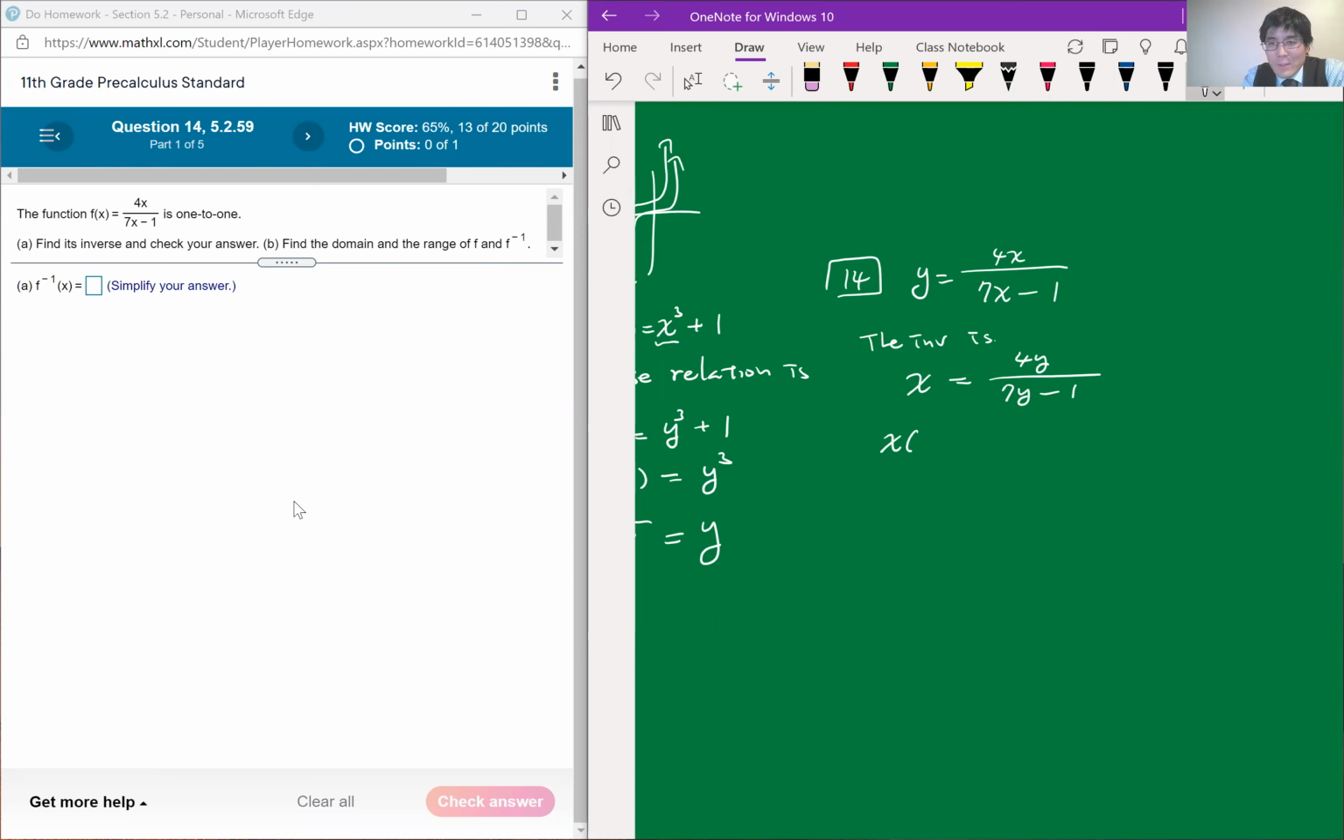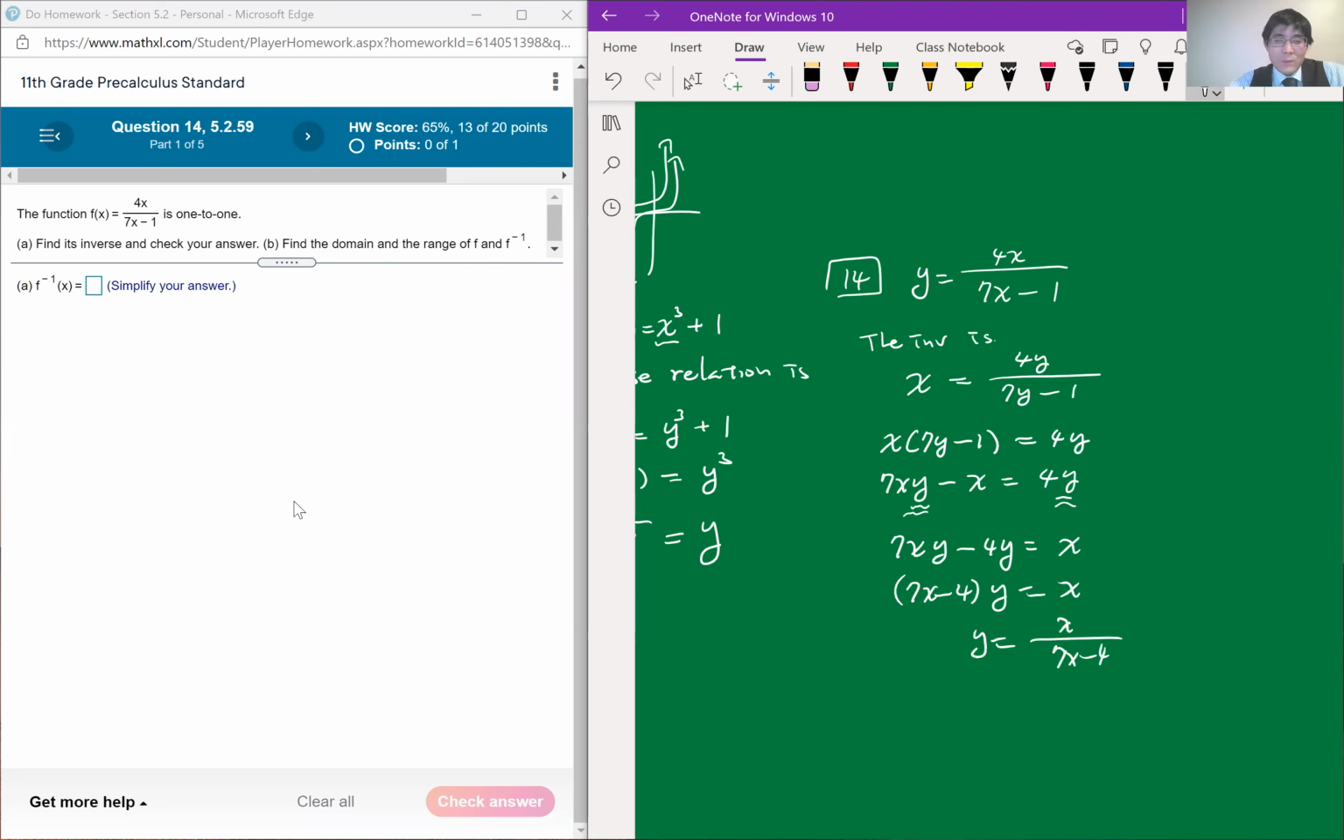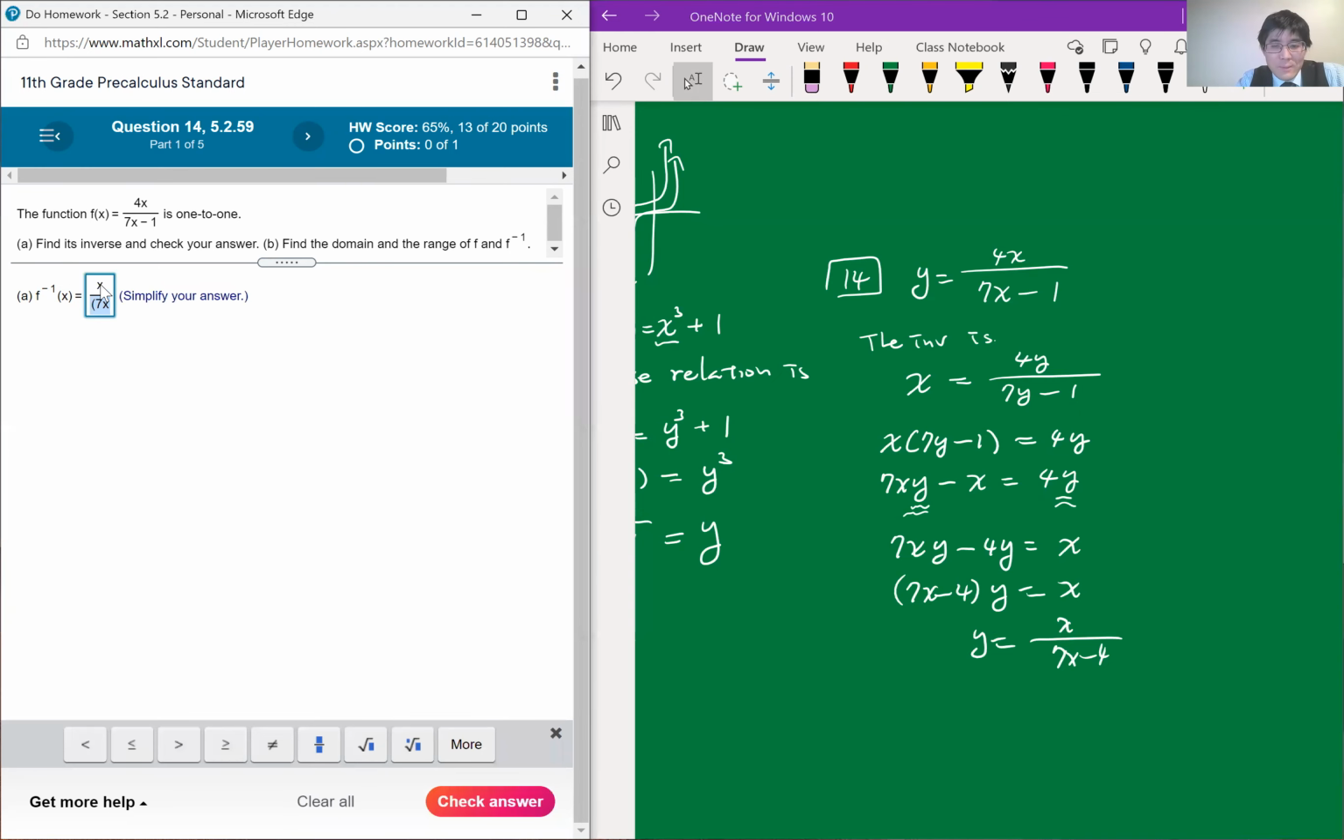Multiply both sides of the expression by 7y minus 1. Expand the left-hand side of the equation. We are going to solve for y. This is a linear equation in terms of y, so move 4y to the left side, move x to the other side, and factor y out. The output of the inverse function should be x over 7x minus 4.